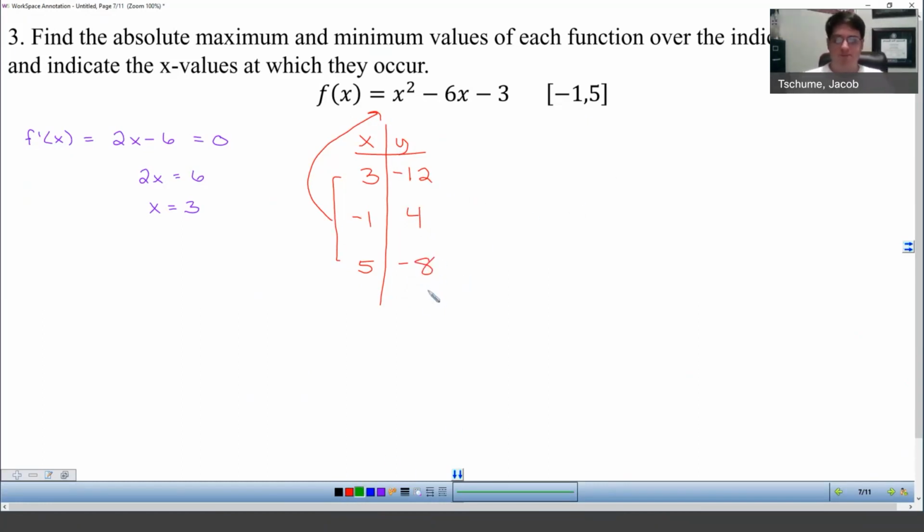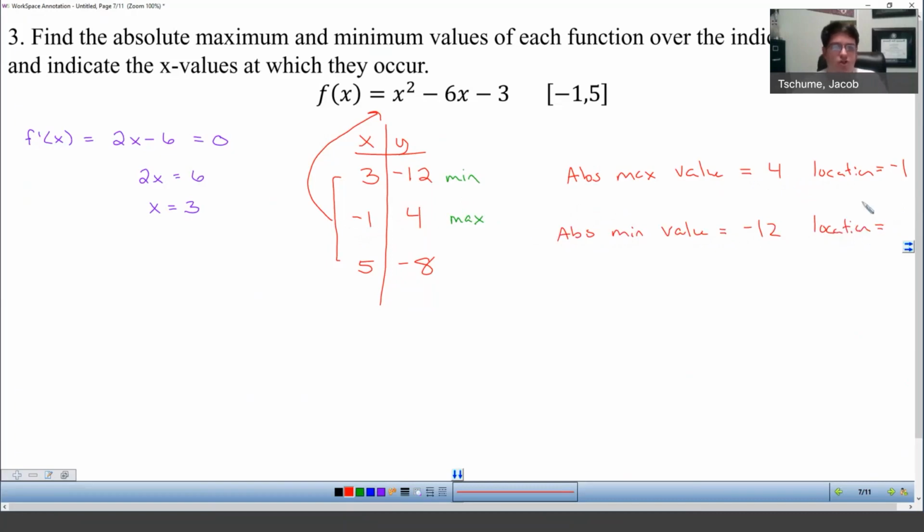So first thing I'll do is locate my biggest and smallest numbers. Obviously, the biggest number is going to be this 4, because that's the only positive number we got. And -12 is your smallest number. So as far as those blanks go, your absolute maximum value will be equal to 4, and the location of that is equal to -1, because that's the x value of that number. If I do the absolute minimum value, the lowest number I found was -12, and it occurred at a location of 3, because that's the x value. Those are the answers for this problem. You have an absolute maximum and an absolute minimum.